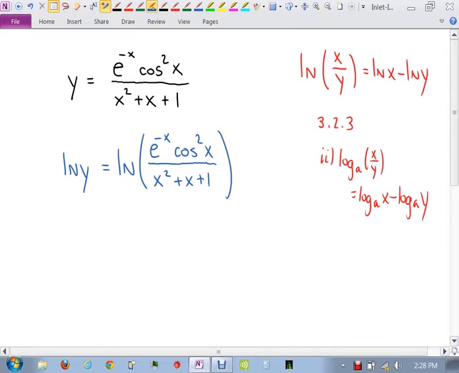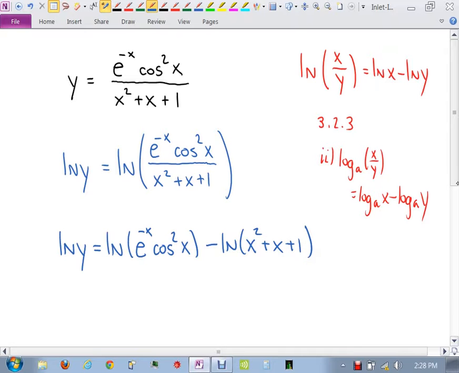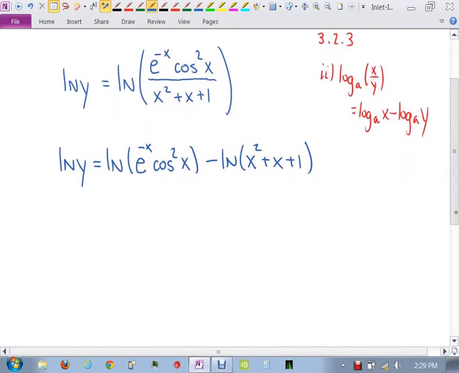So watch my next line. I have not taken any derivative yet. It's going to turn to natural log of e to the negative x cosine squared x minus natural log of x squared plus x plus 1. How's that? Any questions there?